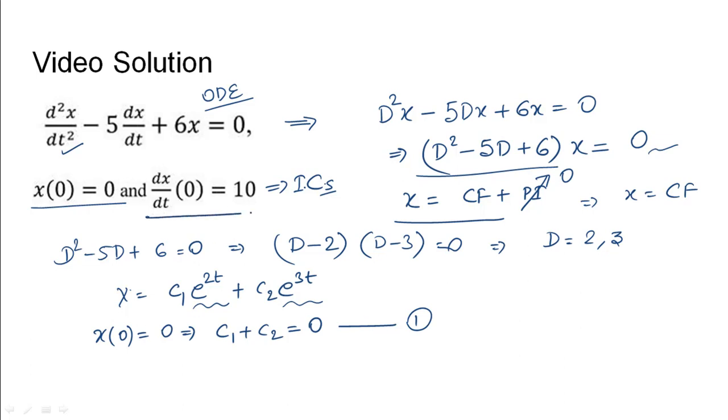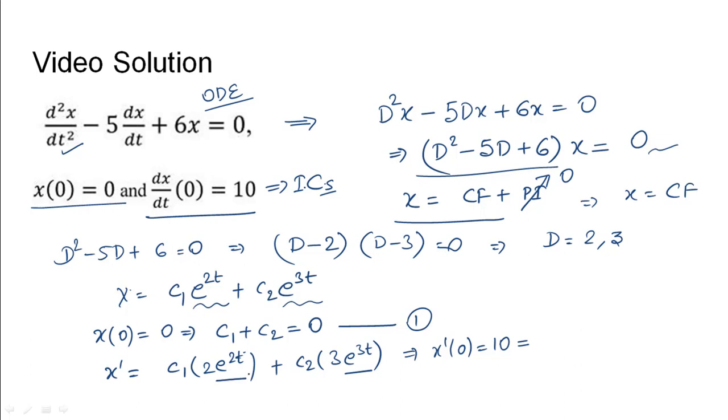Now we will substitute the next initial condition, that is dx/dt of 0 is 10. So we will differentiate x for this. We would get c1 times the differentiation of e^(2t), which is 2 e^(2t), plus the differentiation of e^(3t), which is e^(3t) times 3. Now we will substitute 0 in this, which would give essentially 10, as given in the question. So this part would become 1, this part would become 1, and this would give 2c1 plus 3c2 equals 10. This is our second equation.